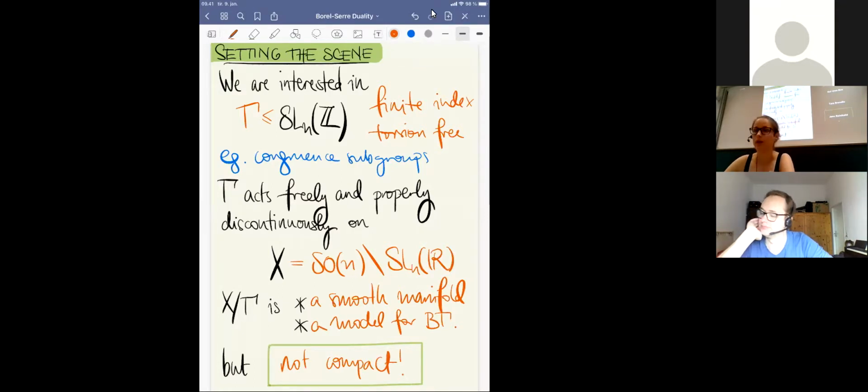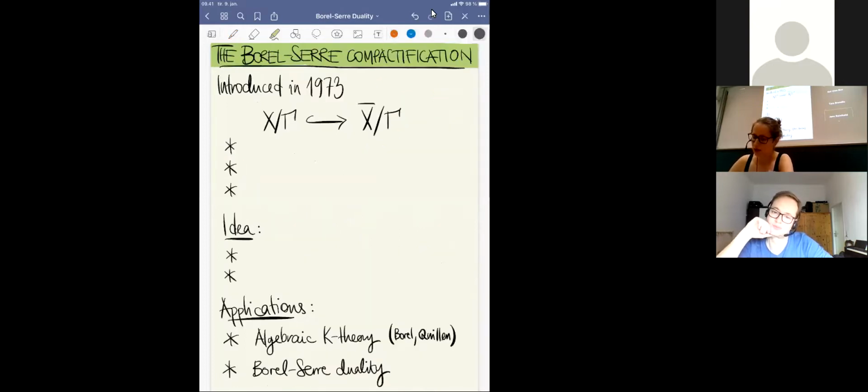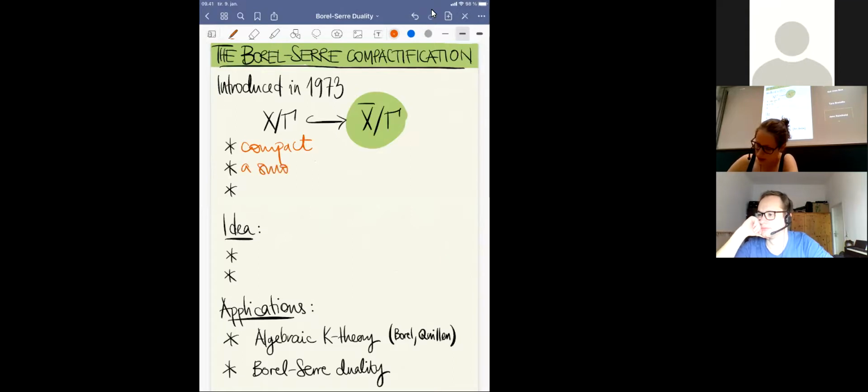Let me first give you a very brief introduction to the Borel-Serre compactification. It was introduced in 1973 by Borel and Serre, and we'll denote it X bar mod gamma. The three main properties of this space are the following. First of all, it's compact. Secondly, it's no longer a smooth manifold, but it's not too bad either. It's a smooth manifold with corners. By this, I mean it's modeled upon quadrants in Euclidean space. So we have this corner structure.